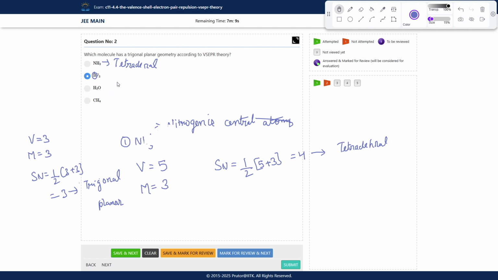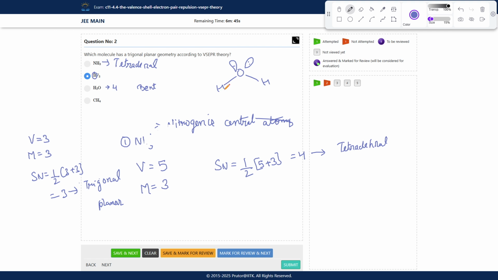So we already got our answer. We don't need to calculate it further. But still, if you want, you can calculate the steric number for each of these. So H2O will have a steric number of 4. Therefore, its shape would be bent. H2O looks like this. It has 2 lone pairs and 2 bond pairs.